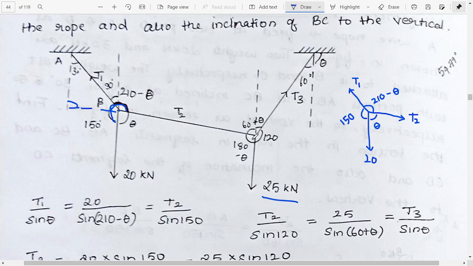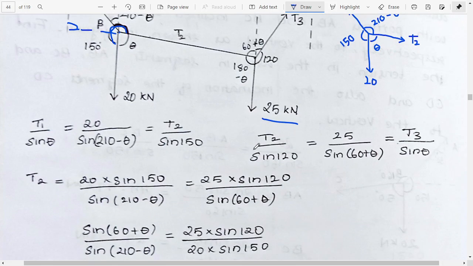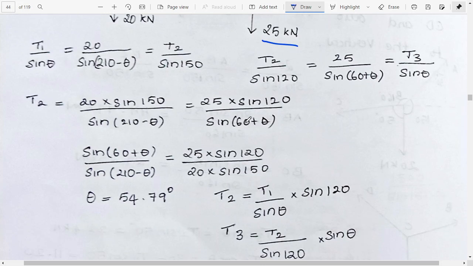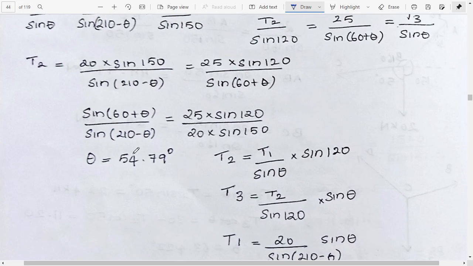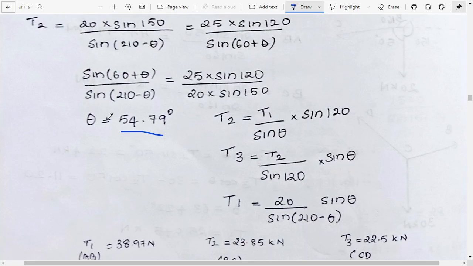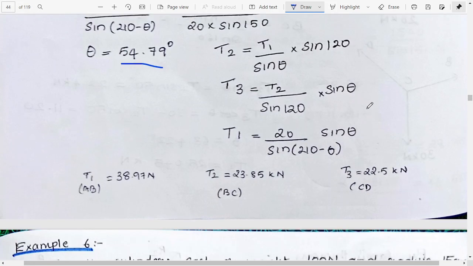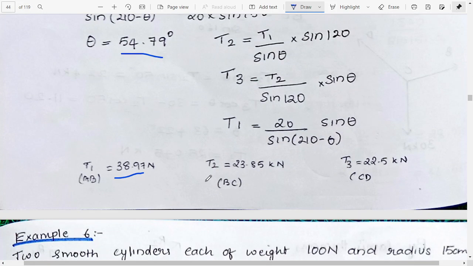Now if we do all the calculations, we can equate T2 of this and T2 of this part, and if we equate these two, we will get the value of theta to be 54.79. If we get the value of theta, then it's simple, we will get the value of T1, and then the T3 value also will be found. So we'll get the values T1, T2 and T3 as follows.